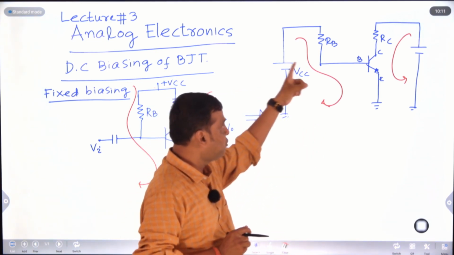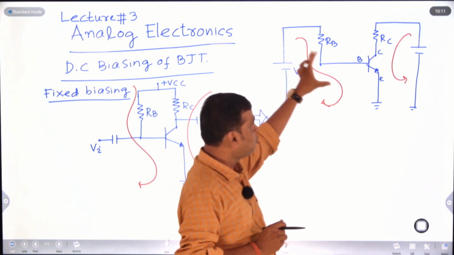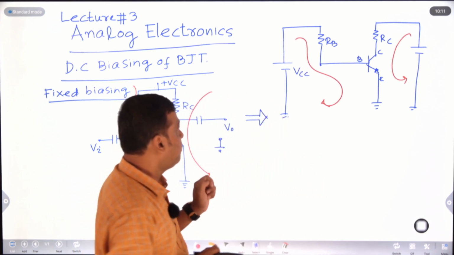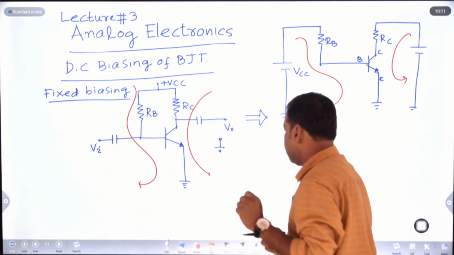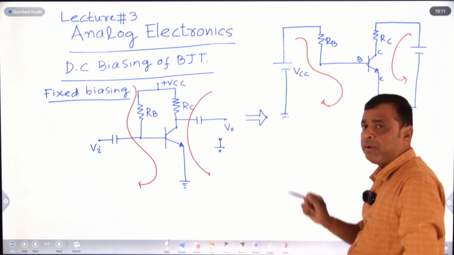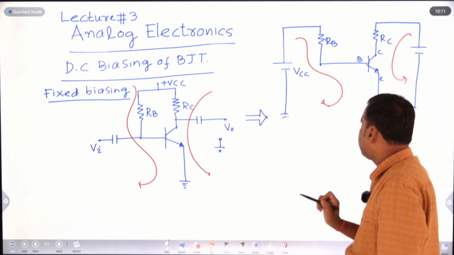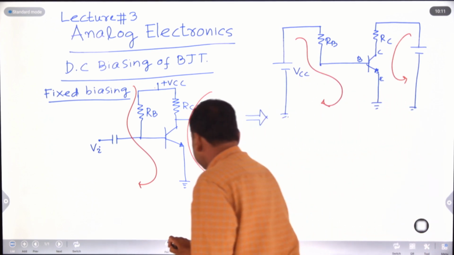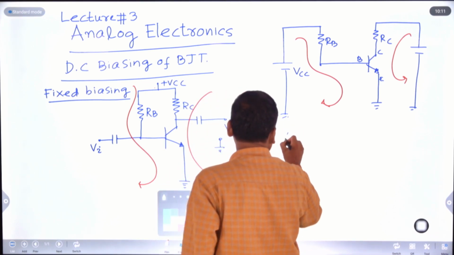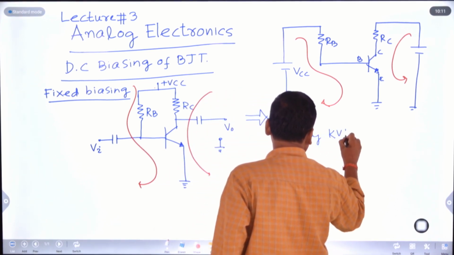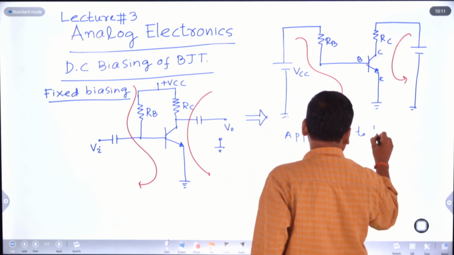If we apply Kirchhoff's voltage law, we can find the input current. Input current is nothing but the base current. So let us calculate it. How to get the input current? Input current is your base current. So apply KVL, Kirchhoff's voltage law, to the input.